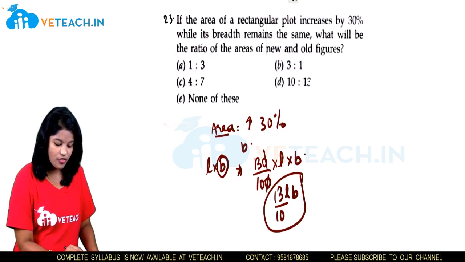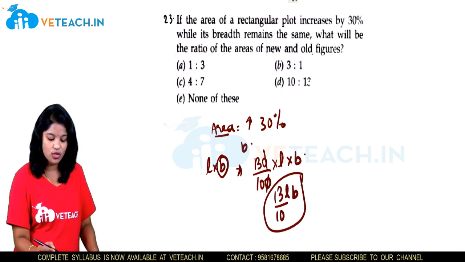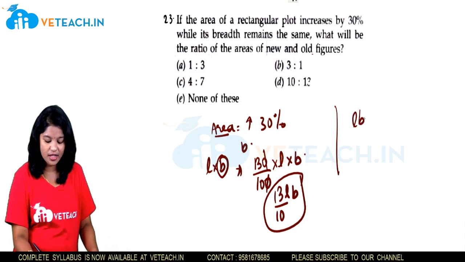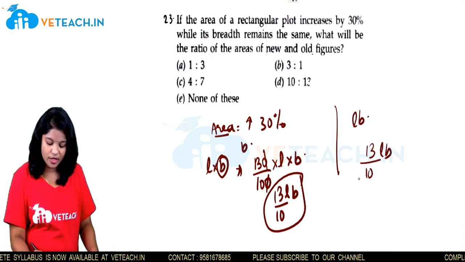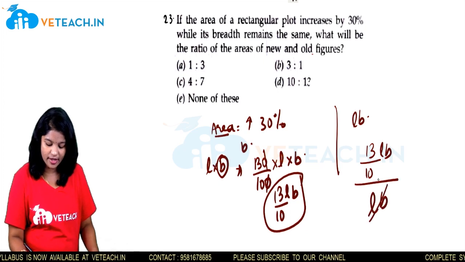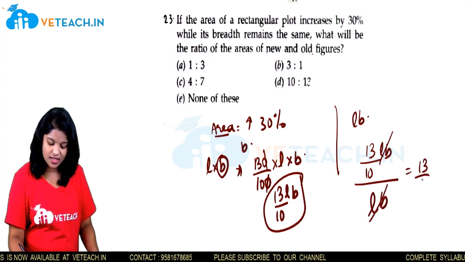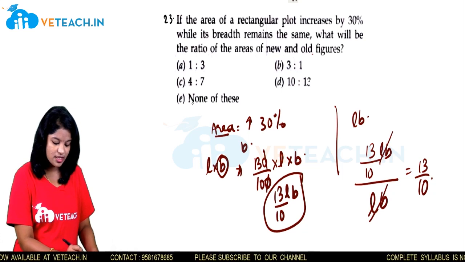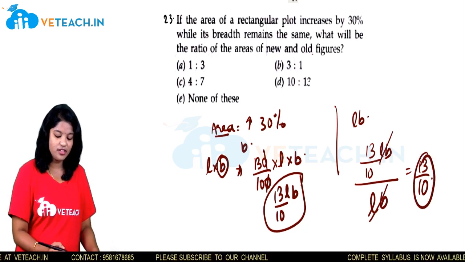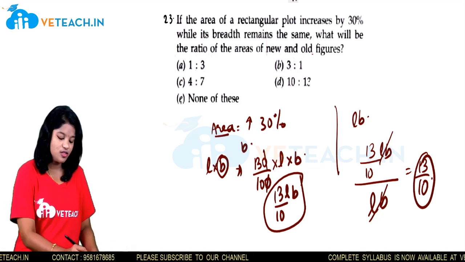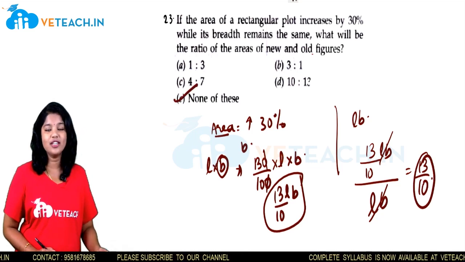And what will be the ratio of areas of new to the old? Old area is simply L into B. So 13 by 10 L into B, new area divided by old area, is equal to 13 by 10. So that is nothing but 13 is to 10 is our answer. But here in the answers we have no such option. So option E, none of these, is our correct answer.